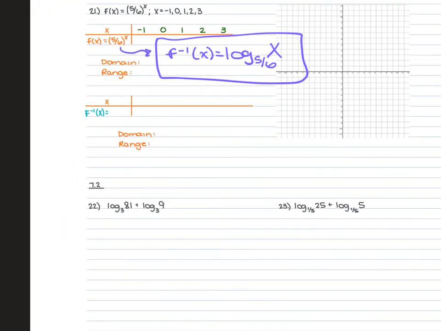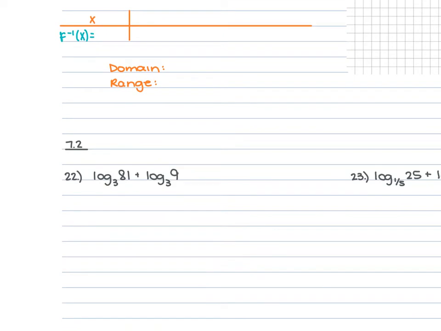Okay. If we look at our next section, for number 22, we have log 3 of 81 plus log 3 of 9. Remember, with our rules with these, we have addition, so we're going to multiply our 81 and that 9. So it's going to be log 3 of 81 times 9. That 81 times 9 is going to give us log 3 of 729. So this is asking you 3 to what power is 729?